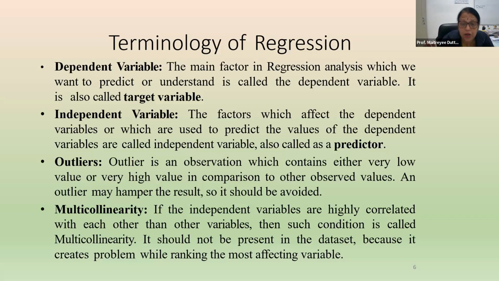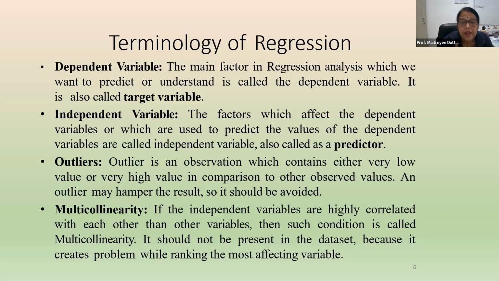So in the pre-processing only, that should be removed. Another one is multi-collinearity. If the independent variables are highly correlated... how are the independent variables highly correlated? For example, there are two fields you are taking. One is your date of birth, right? Another is your age. So date of birth and age, simultaneously, the effect of date of birth will be similar to the effect of your age. So these are highly correlated.